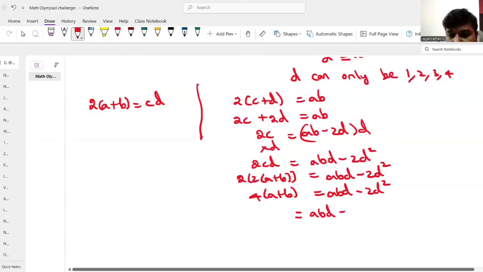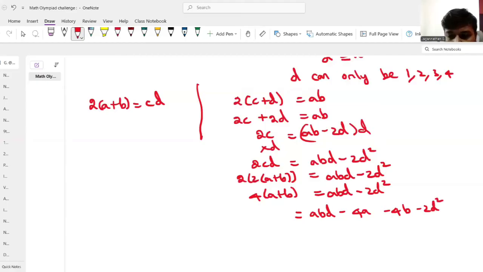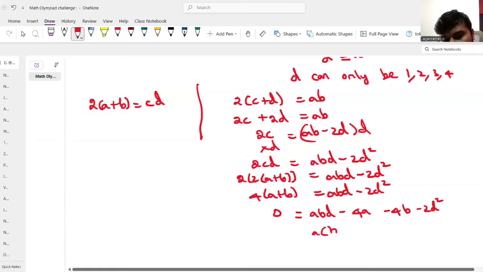I have ABD minus 4A minus 4B minus 2D square equal to 0. So if we take all the terms to the right side, this is what I'm getting. But I can see there are now four terms, and there is something common between the first two terms, which is nothing but A. If I take A common, I'll get BD minus 4.